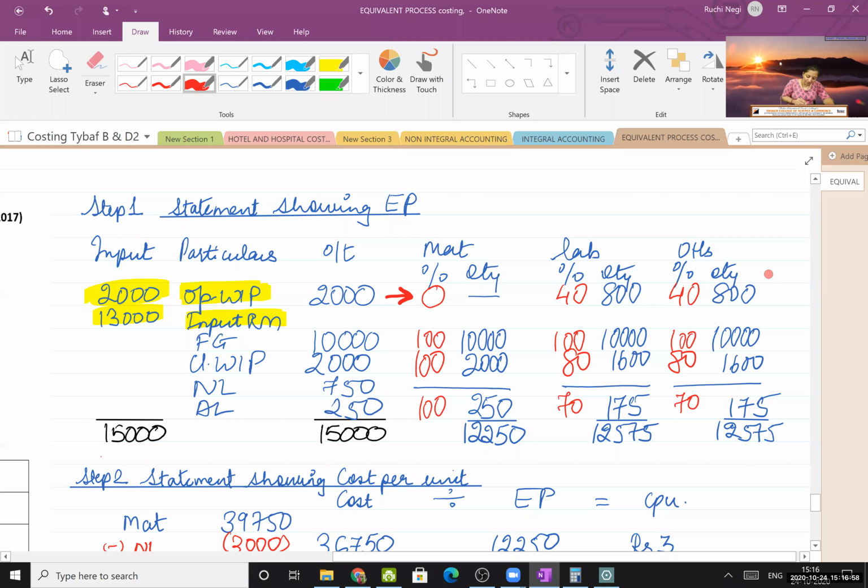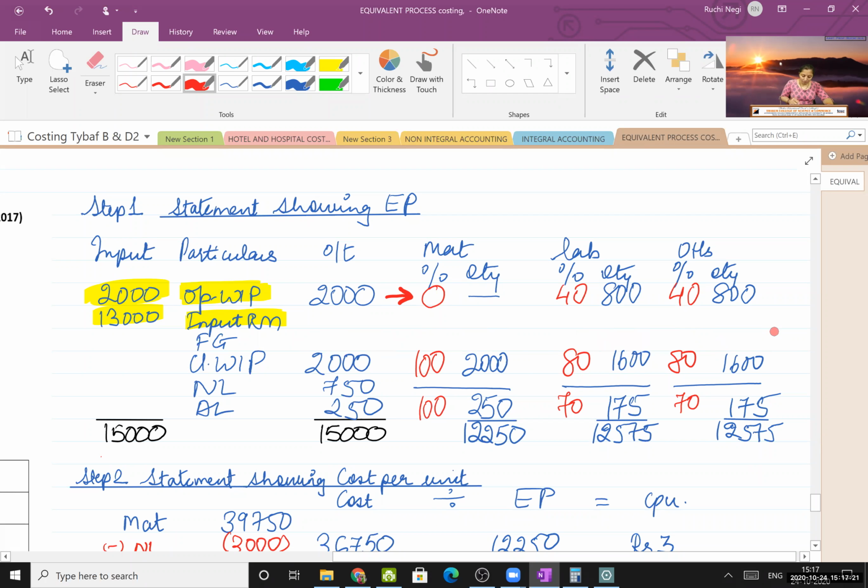Next, raw material input. How much? 13,000. Okay. Now this 13,000 of raw material input will combine my finished goods, WIP, normal loss, and abnormal loss. Okay, start. Now students listen. I don't know my finished goods, so I'm keeping this blank right now.